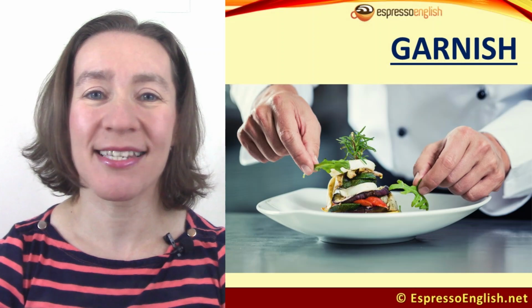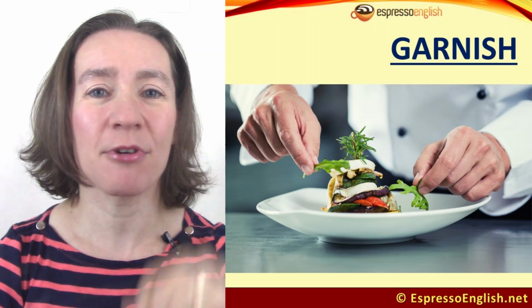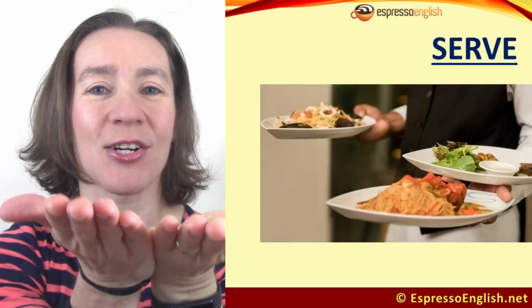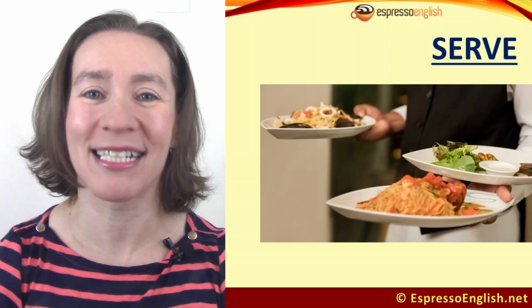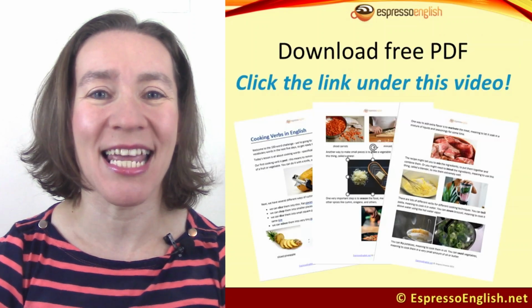A final step in some recipes is to garnish the food, meaning to add some small decorative ingredients like chopped up herbs. And then you're ready to serve the meal. Put it on plates and give it to your family and friends who are going to eat it. Now you know 24 cooking verbs in English.